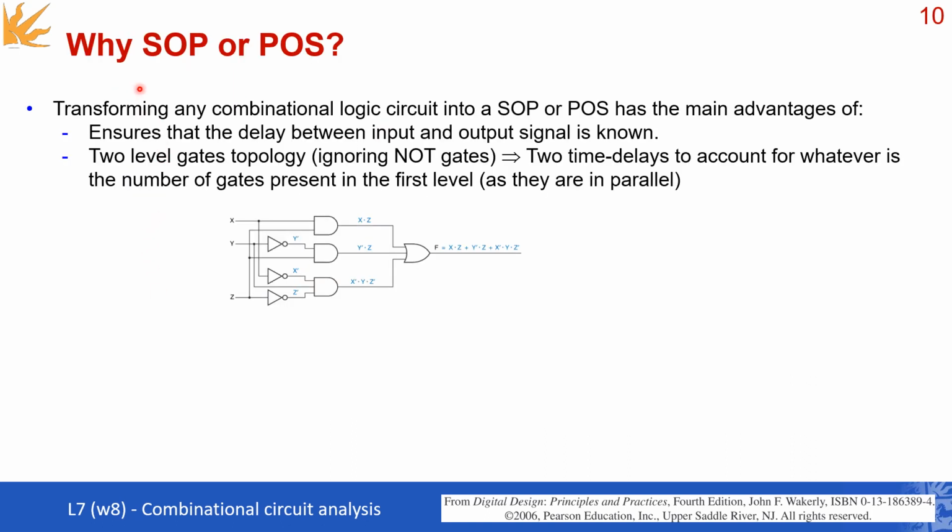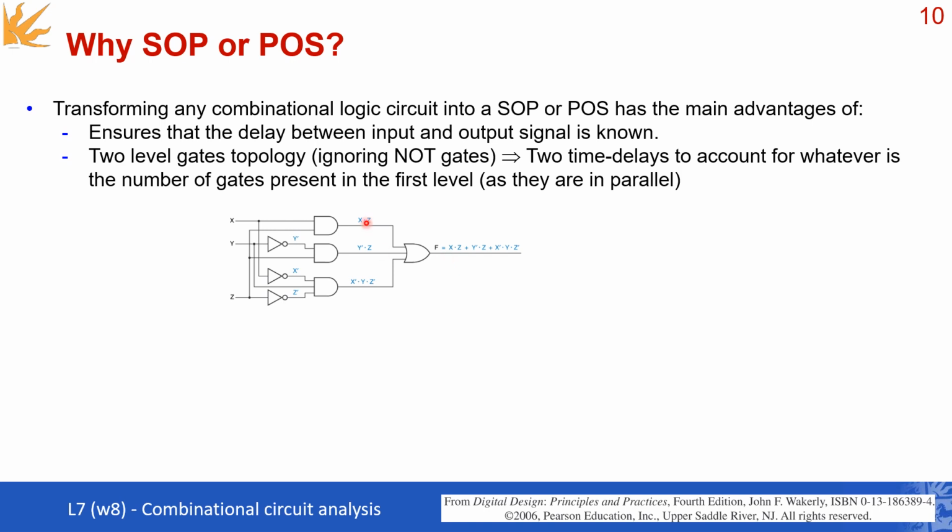So why do we bother so much about the sum of products and the product of sums? Well, the answer lies here. Transforming any combinational logic circuit to a sum of products or a product of sums has 2 main advantages. The first one is that it ensures that the delay between the input and the output signal, in other words from here up until here, is always known. If you think of it, because it is a sum of products, or equivalently a product of sums, you have only 2 levels.